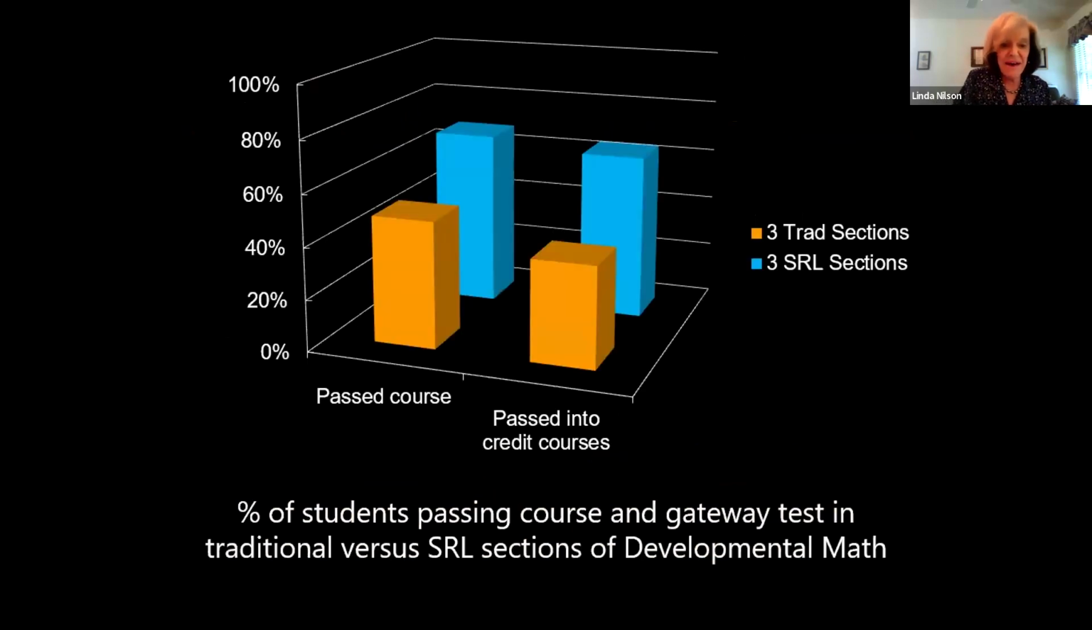Here's another set of evidence. I'm going to be talking about a study that was done by a gentleman named Barry Zimmerman and his team, who did a series of research studies at New York City College of Technology. He studied developmental math sections, specifically 6 of them involving 140 students.